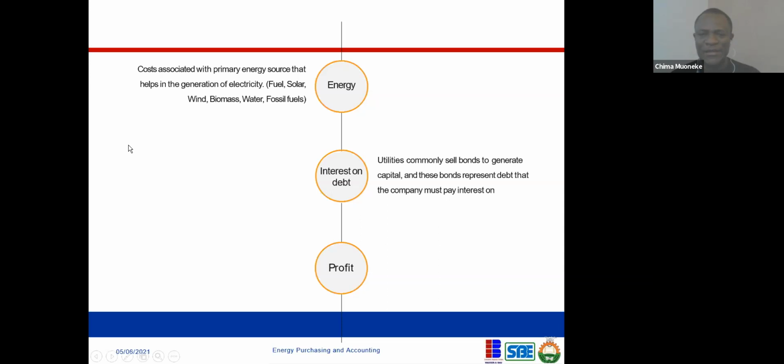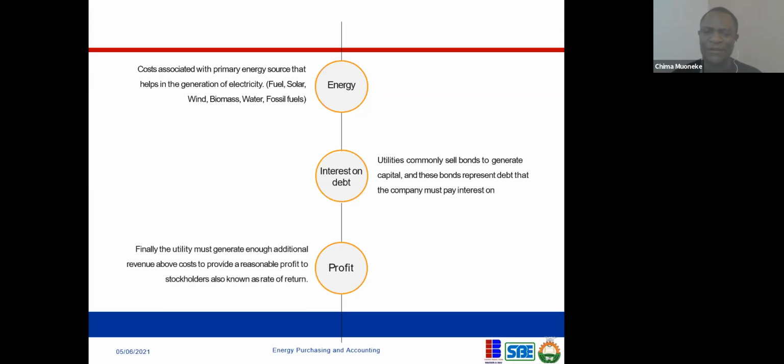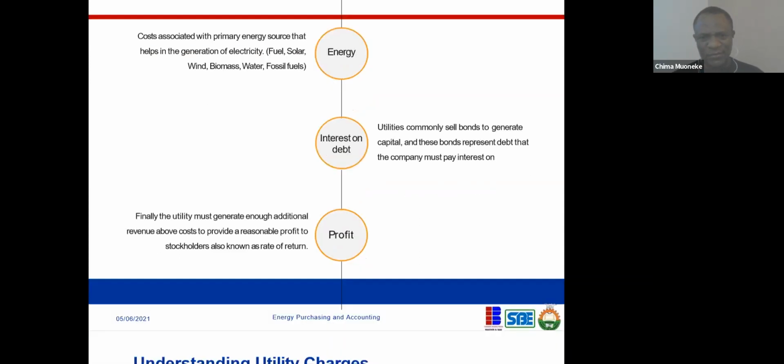So we now have interest on debt. Sometimes these utility companies borrow money and they have to pay it back with interest. All of this has to be somehow tied back into your bills. And they have to make profits for themselves and for their shareholders. You are paying for all of this in your bills.